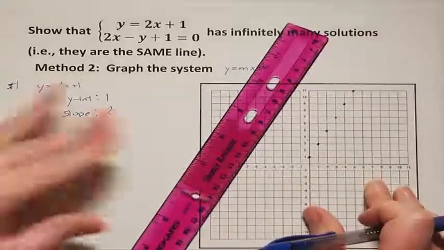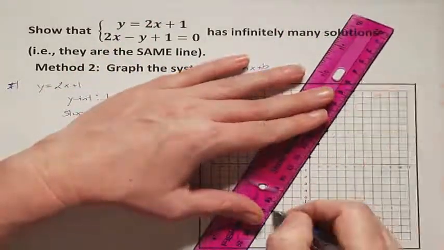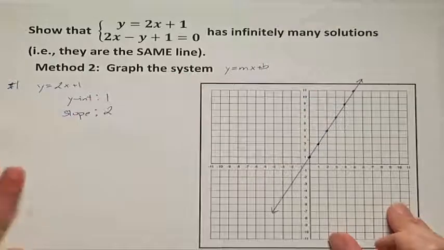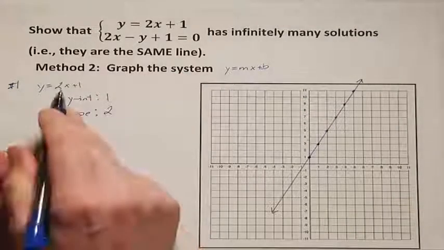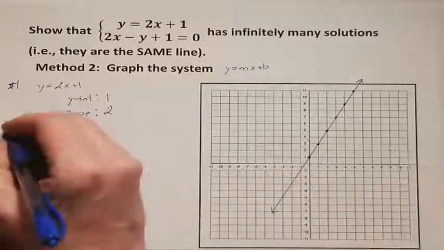I am going to go ahead and connect these. Remember, if you're connecting it with a line, you need arrows on both ends. Well, that was only line number 1. I need two lines.